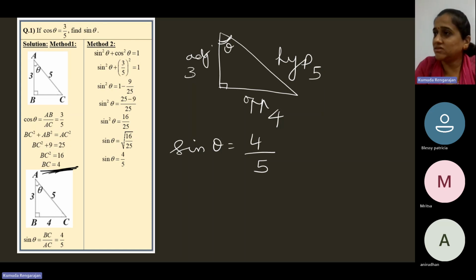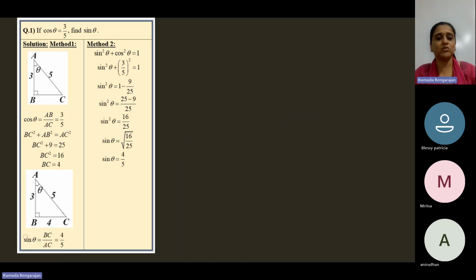So now using Pythagoras theorem, you can find the unknown side. Now find sin theta. What's the definition of sin theta? It's the ratio of the opposite side to the hypotenuse. So 4/5. That's it. Now the other way of finding sin theta is by using the trigonometric identity.